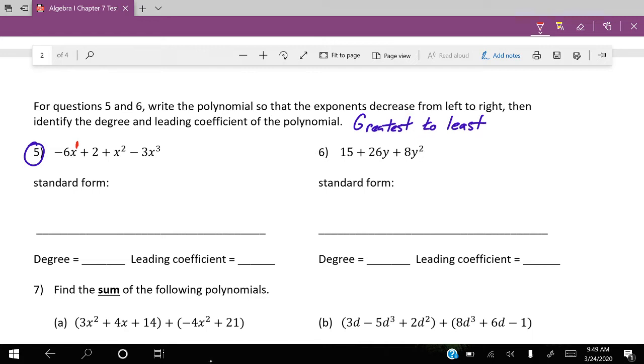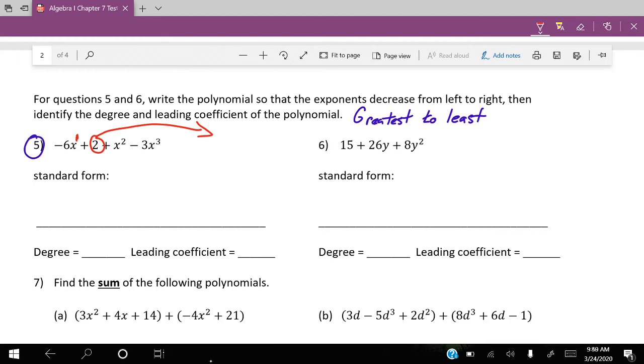All right, plus 2. Well, this actually means that the variable x has an exponent 0, which means that this one is going to go dead last. So we're just going to throw that over. X squared, well, that exponent is simply 2. Negative x to the third is 3. So now we're going to rearrange these. We can actually tell which ones have the largest exponent.